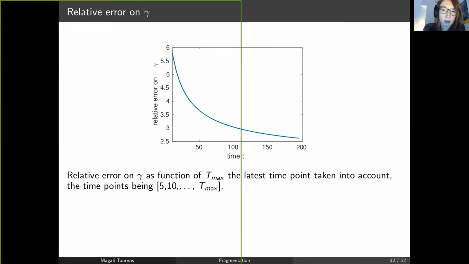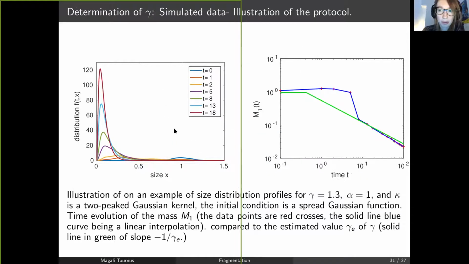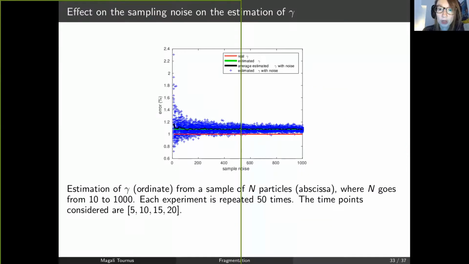Then we did some numerical investigation on how robust this method is. And of course, we found that the more late-time data points we have, the more precise we are on gamma. We also explored the sampling noise. Let us assume that we have access not to the entire density, but to a sample of size, let's say 200. In this picture, the real value of gamma is 1, in red on the curve. The estimated gamma is in green. It's the estimated gamma using this method when we access the complete distribution.